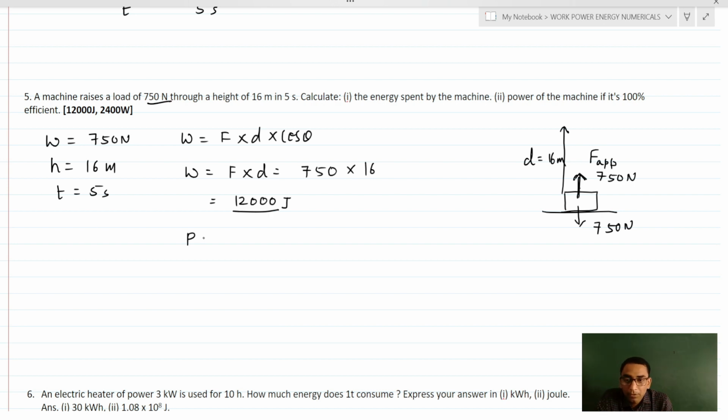Now if I find the power, power is equal to work divided by time, so that is 12,000 joules divided by the time, which is given as 5 seconds. So basically this is 2400 joules per second. That is the answer to the problem.